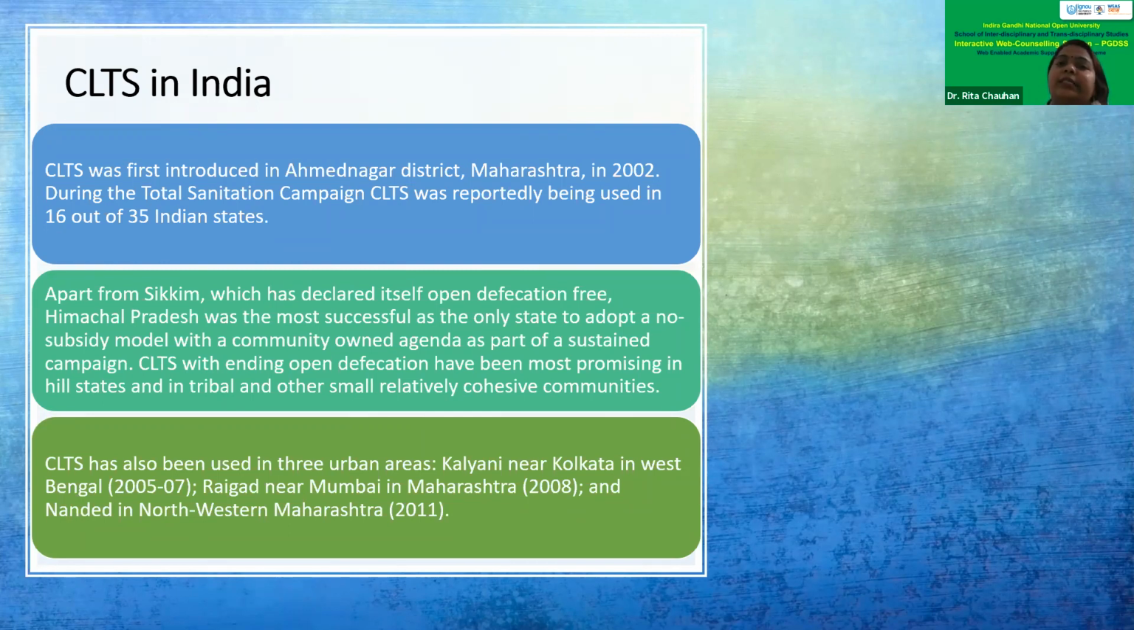Sikkim has been declared open defecation free. And Himachal Pradesh is another state which has adopted a non-subsidy model with a community-owned agenda as a part of a sustained campaign. And this community-led total sanitation is not only for rural areas, it has moved to some urban areas also, like Kalyani district in West Bengal, then Raigad near Mumbai in Maharashtra. These are some of the urban areas where community-led total sanitation has been successfully launched.